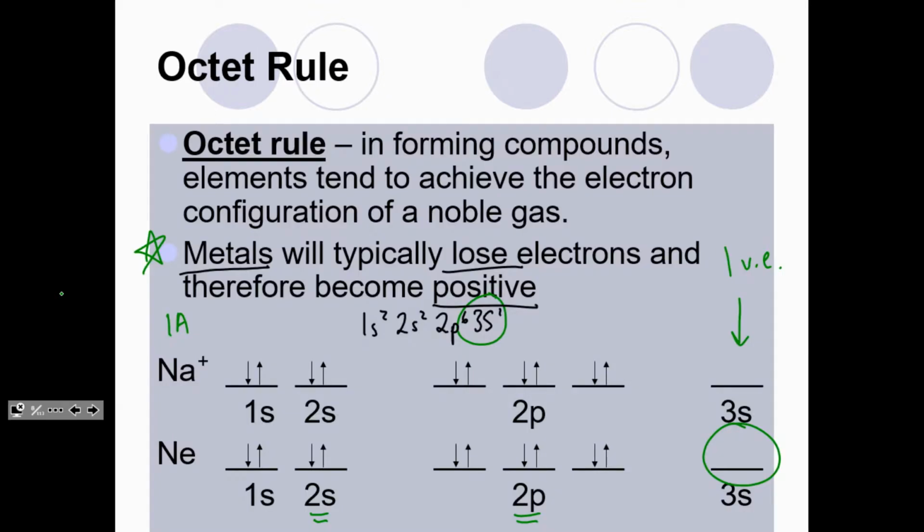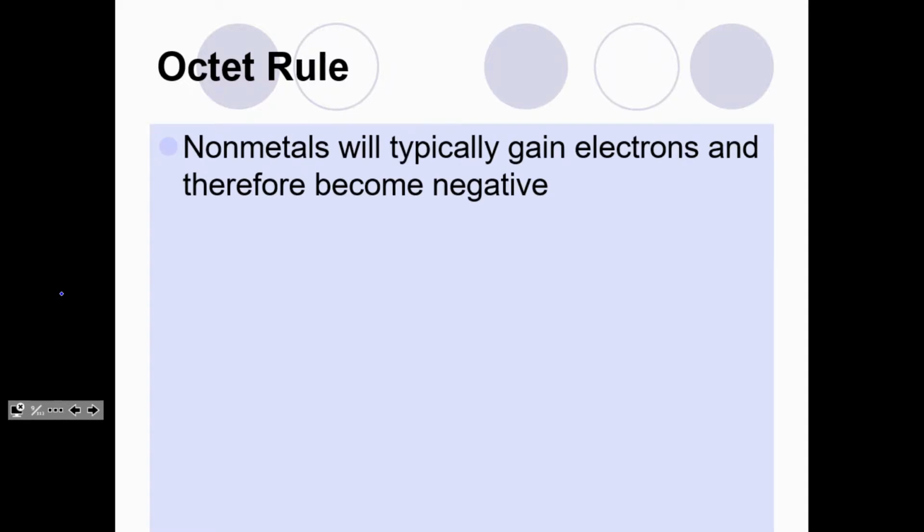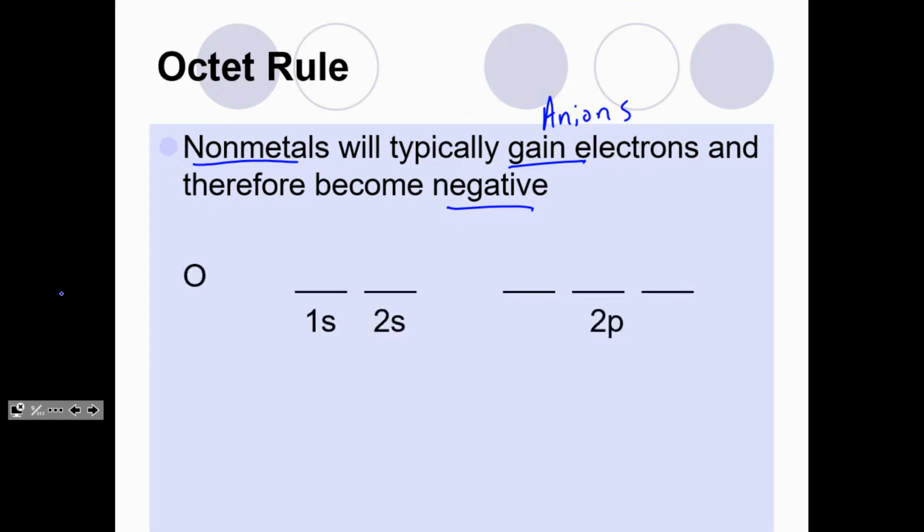Let me go back there for a second. You might have missed that. But when we lost that electron, sodium becomes positively charged because we lost a negative electron. Nonmetals will typically gain electrons, and they become negative. So nonmetals gain and become negative. We call these anions in an ionic compound.